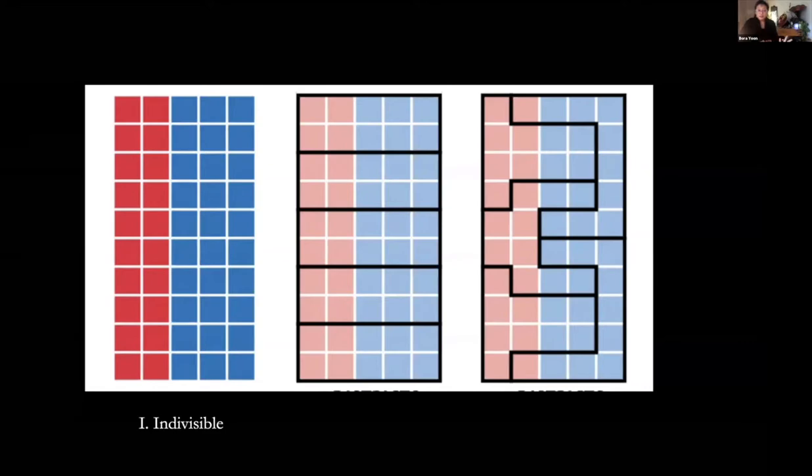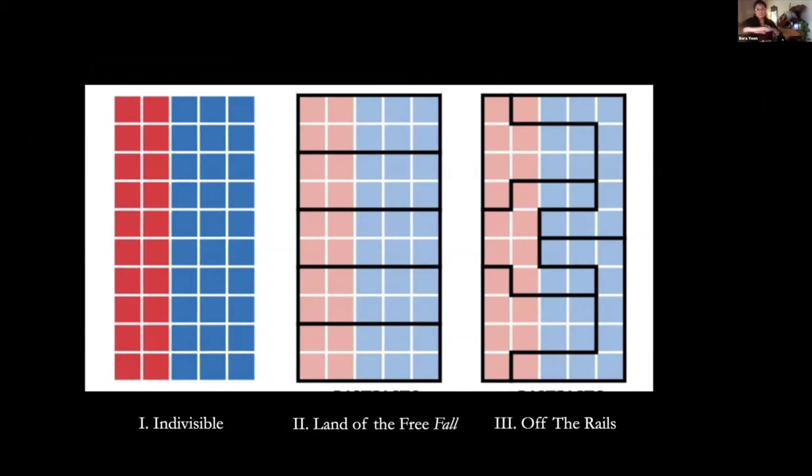The second movement is called Land of the Free, and the third movement is called Off the Rails, where you will actually be able to hear the most gerrymandered state, in the sense that its entire point is to confuse and to stretch structures that are there and to create a sense of cacophony. Its other title is Deep Fried Mystery, because I think that's kind of what we're in.